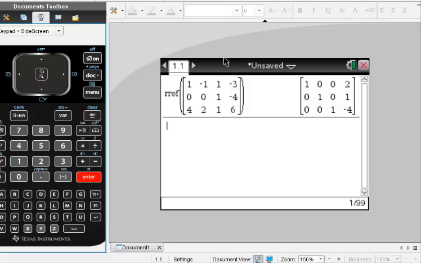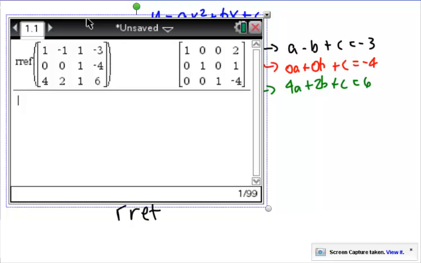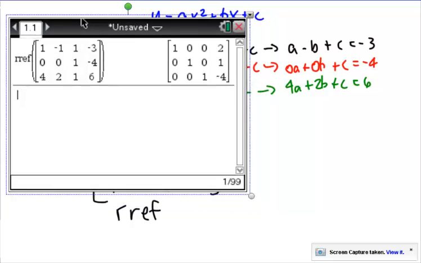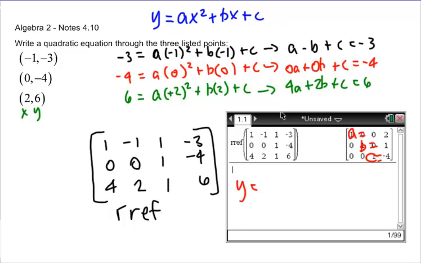And hit enter. And this right here is going to be our solution for our matrix. It looks like this. And what it boils down to is A equals 2, B equals 1, and C equals 4. So my equation for this one is y equals 2x squared plus 1 times x plus 4. And that's all there is to that.